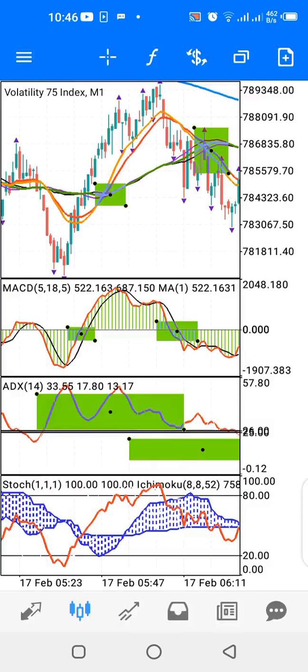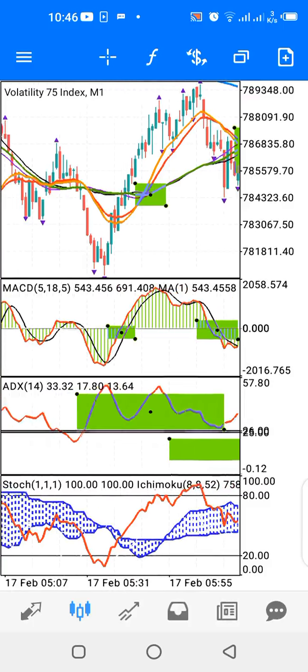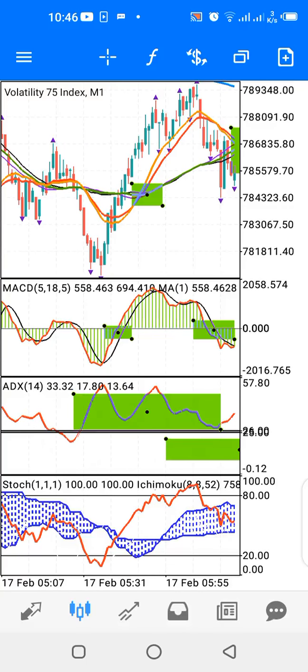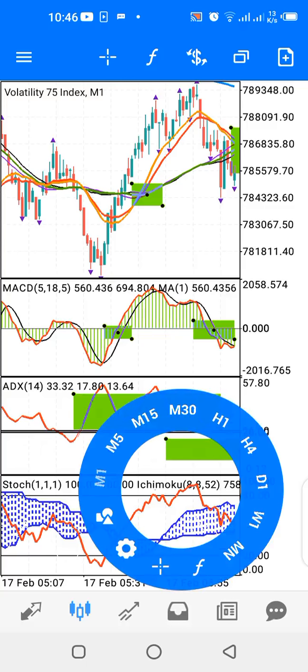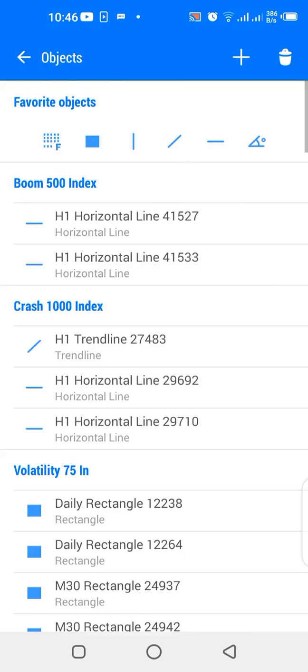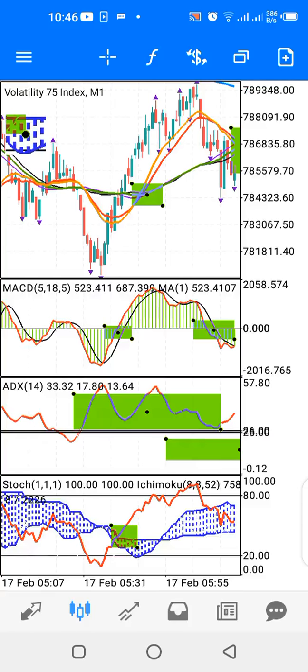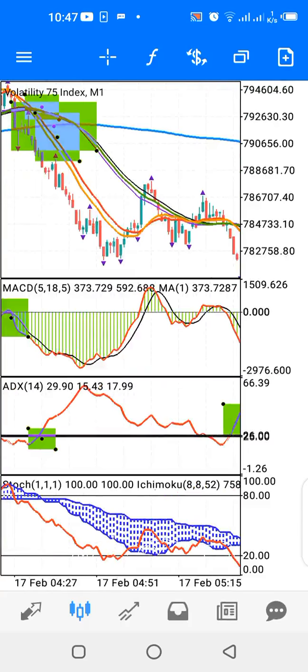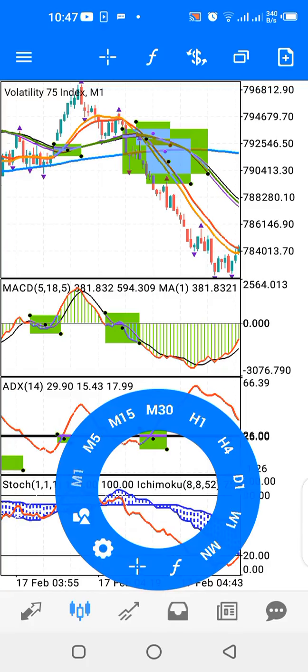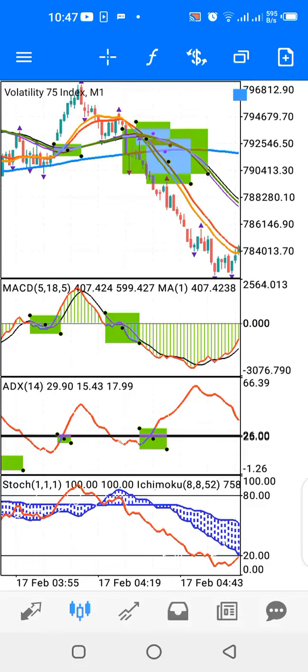Now let's look at how you make use of the indicators on indicator window 3. When the red line crosses above the Ichimoku, you have your buy signal. When it crosses below the Ichimoku, you have your sell.